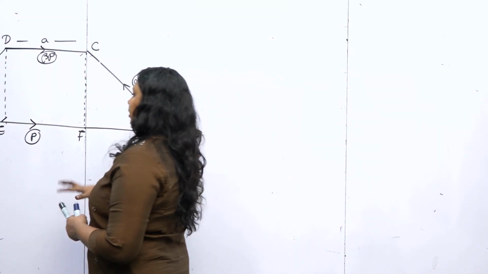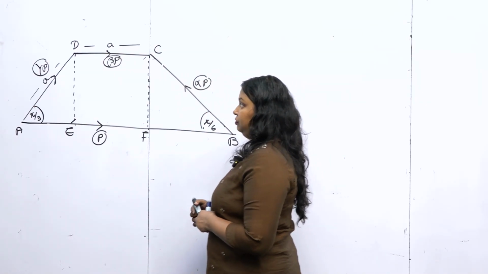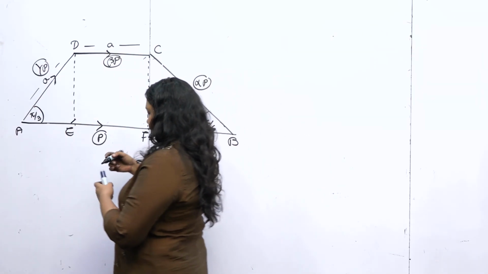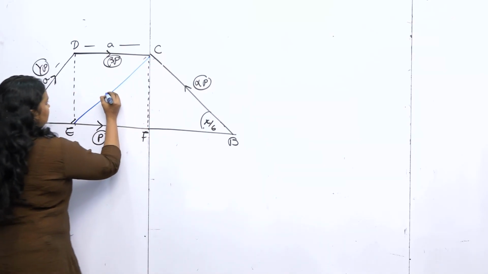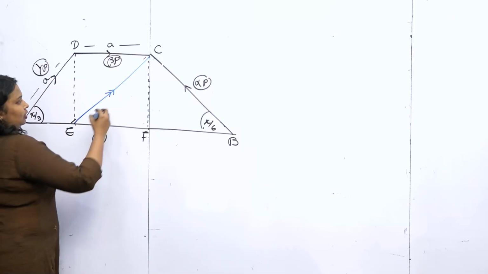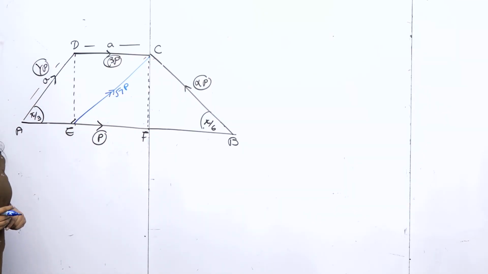Right. Now this is the system. I have already drawn the diagram. You can see the forces are passing like this, and then the resultant force that is passing through this. This is the resultant force, root 7p. Clear? This is the resultant force.